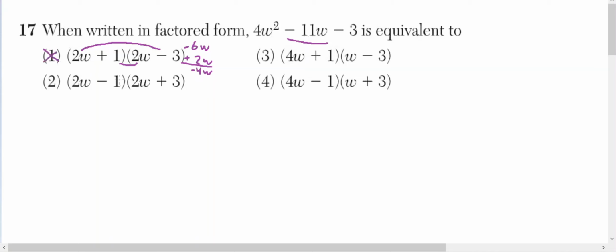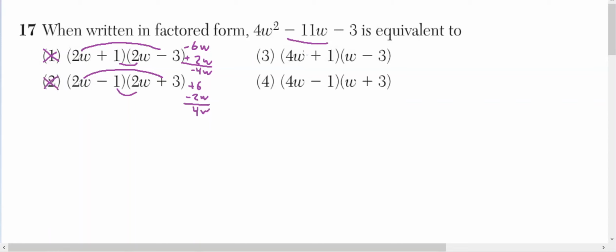How about the middle one? Again, checking outer, we have positive 6. And the inner, because the coefficients are the same, it's just the signs changing, it becomes minus 2. So that becomes positive 4w, and of course that doesn't match up. So we cross off choice 2. So it's a 50-50 shot now.